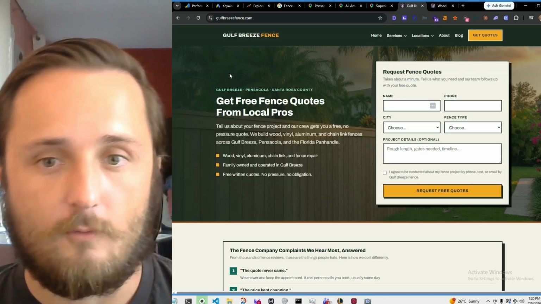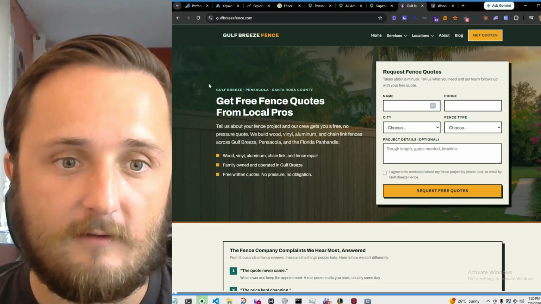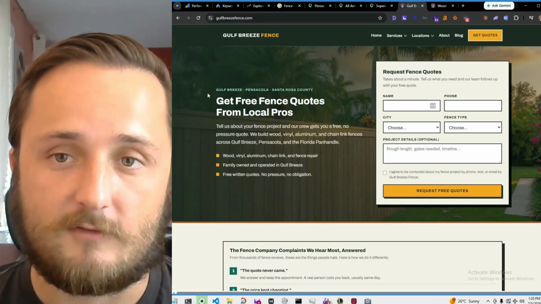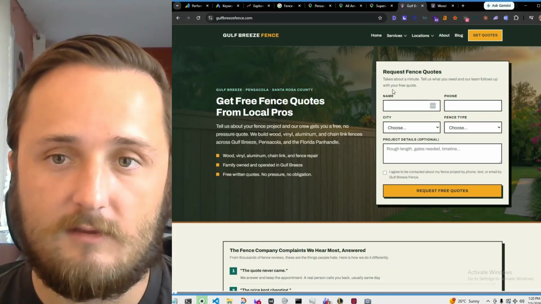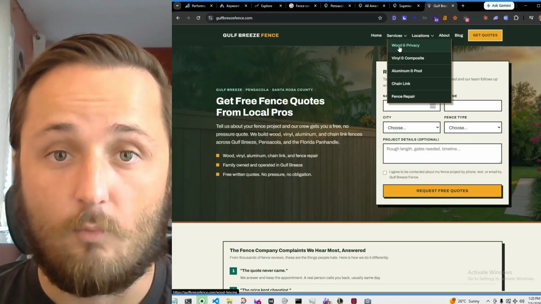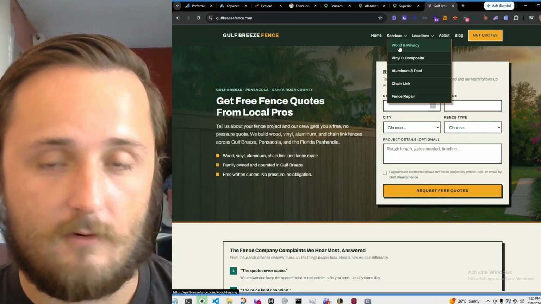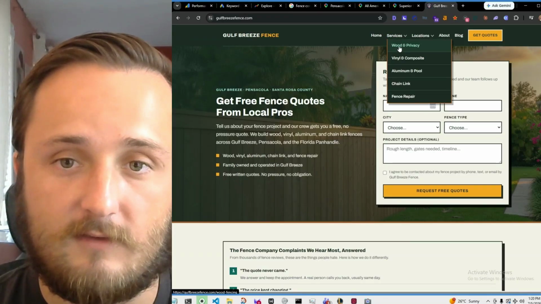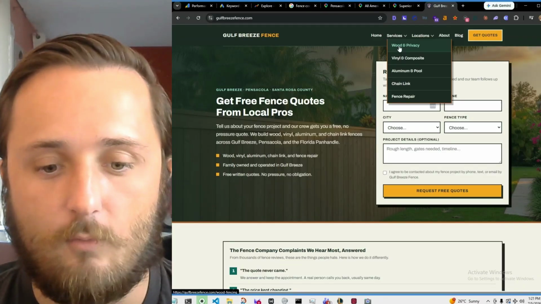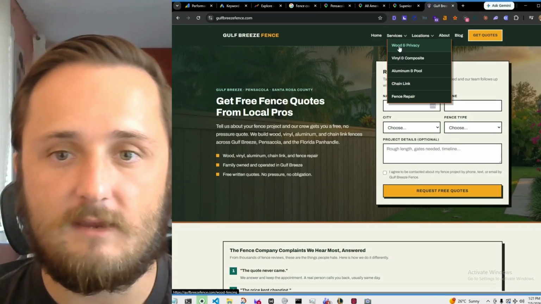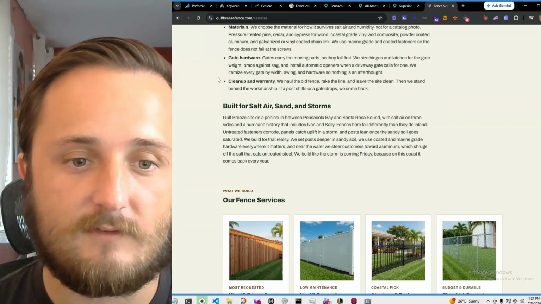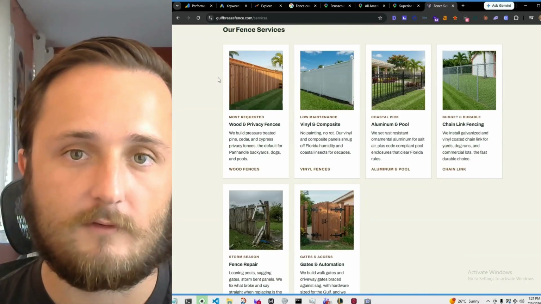So next thing on my fencing company that I'm going to rank is I'm going to start the structure of the site with having these hubs. One hub I always have across all my client sites is a service hub, a locations hub, and a blog hub. Now, when I say hub, what I mean is when you go to this page, it's going to have links to all of your services.